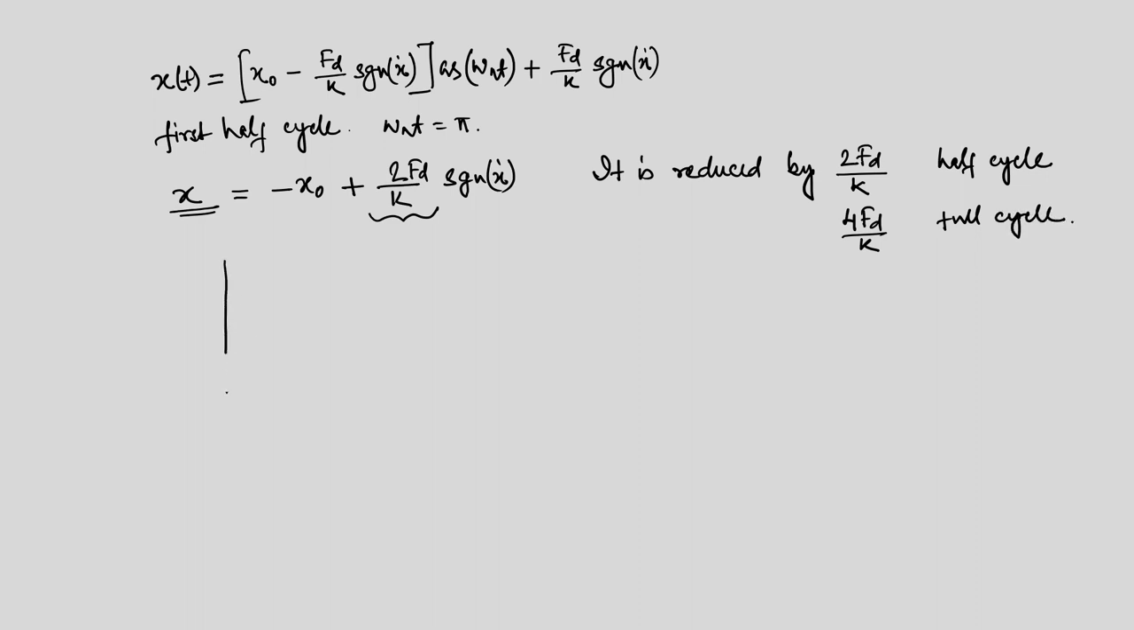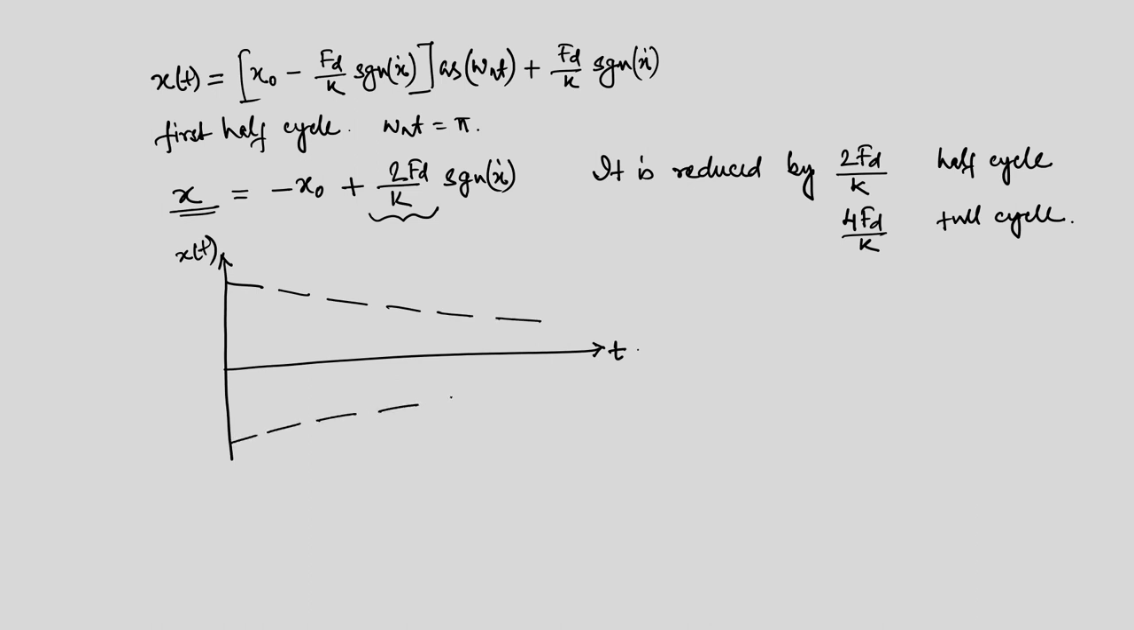Now, if you plot the solution x of t, then again in this case we have the reduction of response as the time progresses. So, it starts from x naught. So, this is my x naught, and because x naught dot is 0, it will start from there and then it will continue.